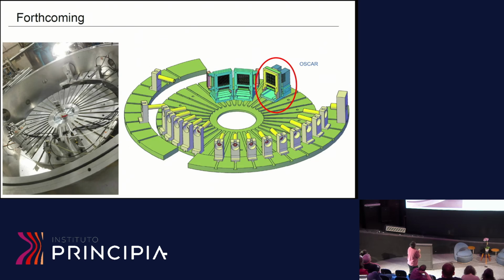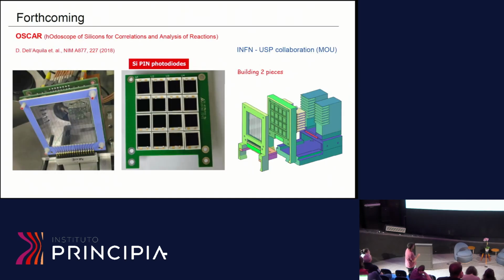Okay, so for the forthcoming work, we are planning to buy a couple more detectors and also to put digital electronics in our beam line. And then we are also mounting another detector that is called the Oscar. This is a collaboration with our Italian friends. And the idea of this detector is to use this very thin 16-strip detector that is manufactured by Micron.